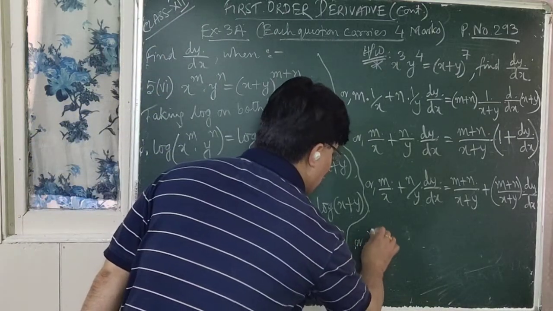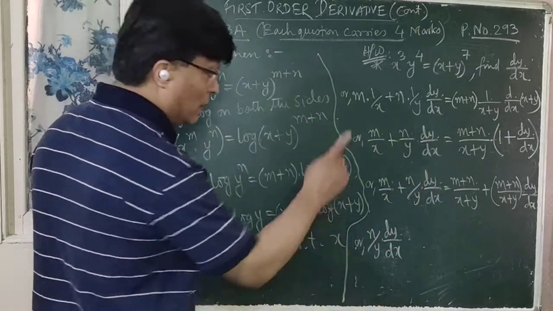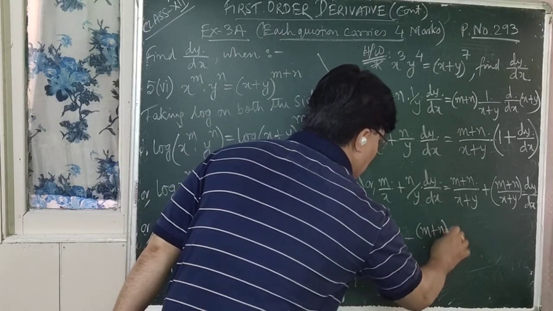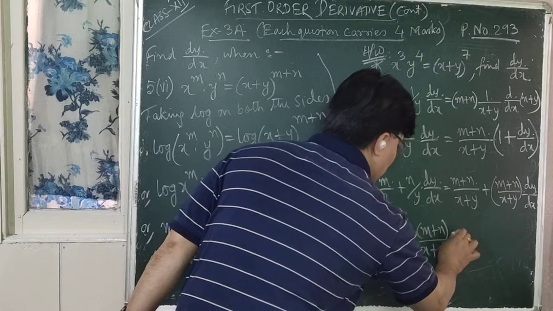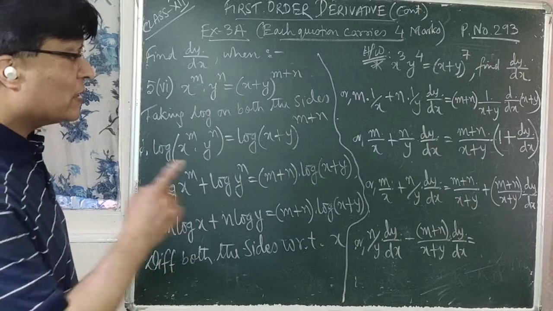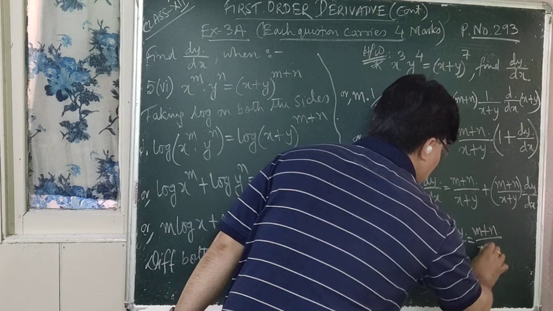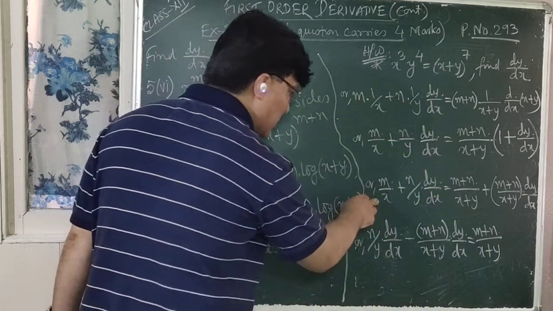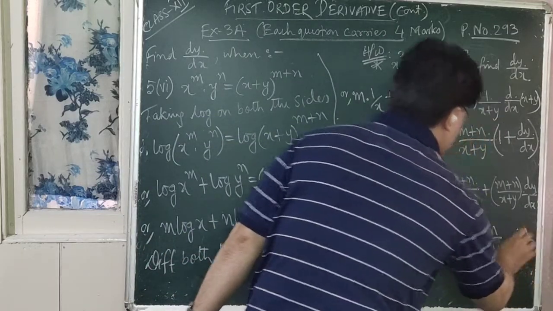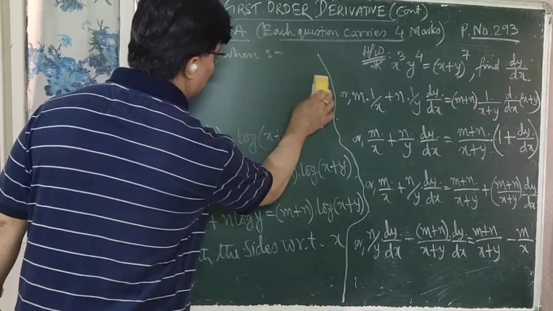Okay, so this is n by y into dy by dx, then take this term to the left hand side, that is minus, it becomes minus m plus n divided by x plus y into dy by dx is equal to. Now what is there on the right hand side? It is m plus n divided by x plus y. Then this m by x is taken to the right hand side. That is minus m by x. Is that clear?